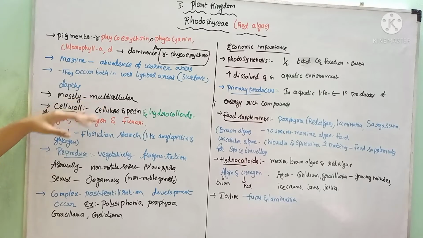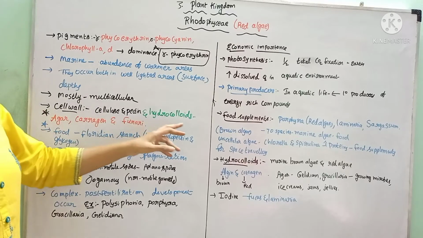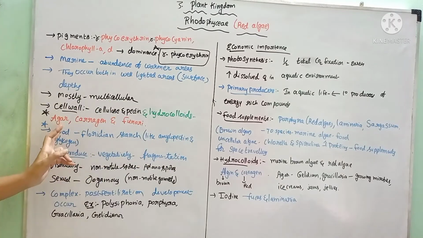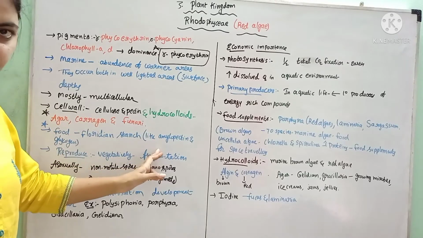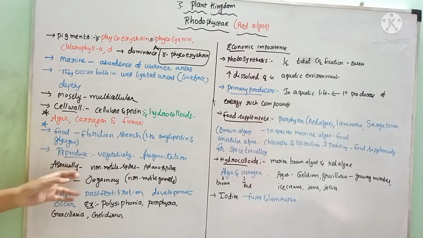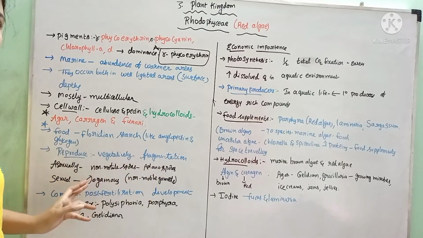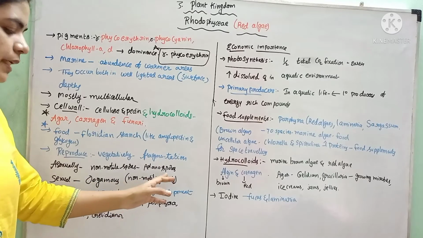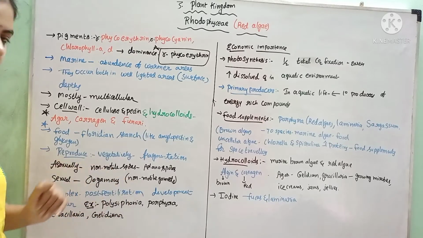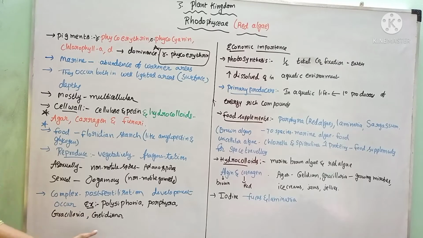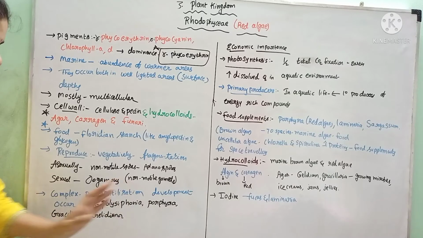They are mostly multicellular. The cell wall is made up of cellulose and pectin, and they contain hydrocolloids like agar, carrageen, and phenori. The stored food material is in the form of floridean starch, which is chemically amylopectin and glycogen. They reproduce vegetatively by fragmentation, asexually by means of non-motile spores called aplanospores, and sexually by oogamy, in which also non-motile gametes are present. Complex post-fertilization development occurs. Examples are Gelidium, Gracilaria, Porphyra, and Polysiphonia.